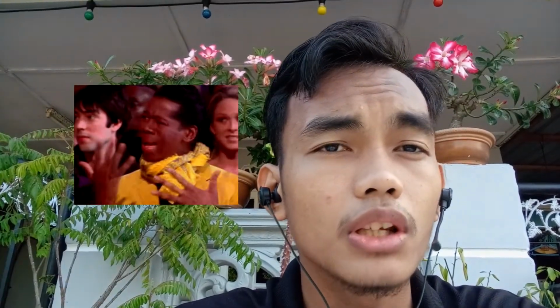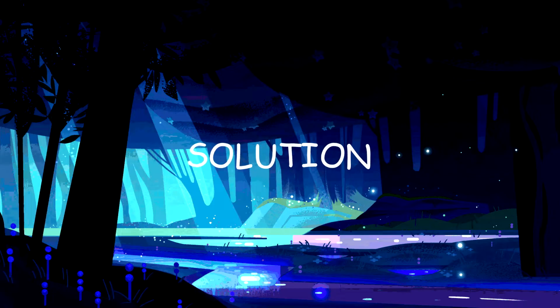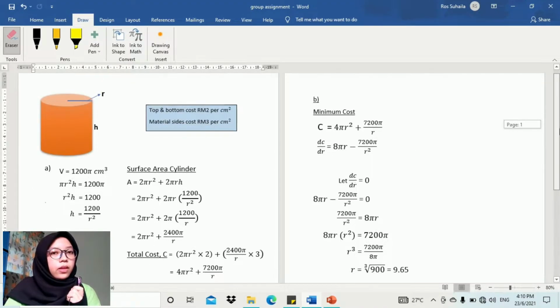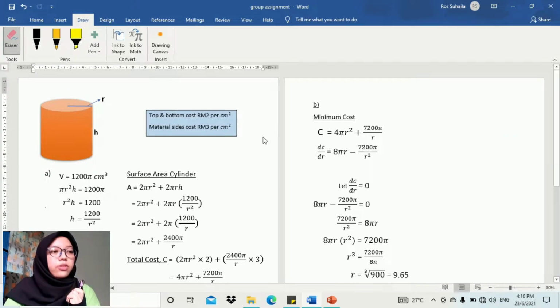How are we going to solve this problem? Don't worry, Cikgu Rasaila will help us. Okay, thank you Haziq for reading the question. Now our Cikgu Rasaila binti Cikgu Ramli will continue to answer the question.